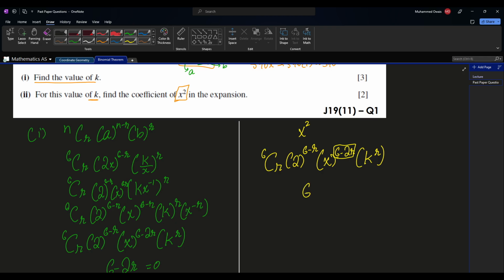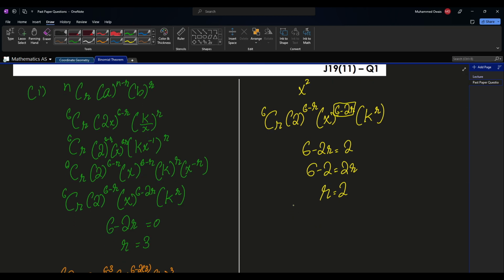So what we can do is equate the power 6 minus 2r equals to 2. So this becomes 6 minus 2 equals to 2r. Therefore, r is equals to 2, alright? 4 over 2 is 2. Now then, we can just replace this here.